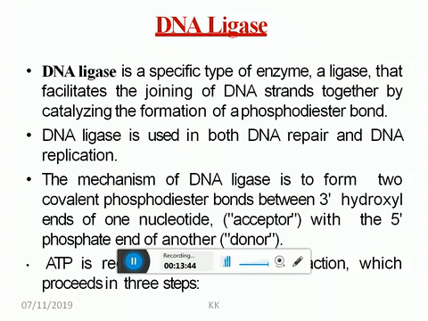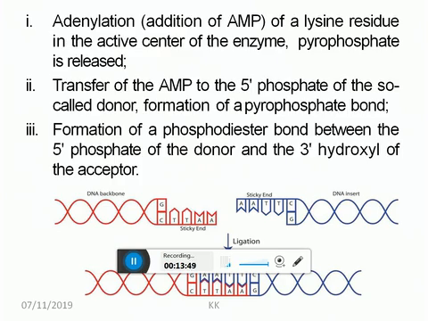ATP is involved in this process, and there are 3 steps involved in DNA ligases. First, adenylation, then transfer, and then formation. Adenylation is the addition of AMP to a lysine residue in the active center of the enzyme, and pyrophosphate is released. Then the AMP is transferred to the 5' phosphate of the donor. Next is the formation of a phosphodiester bond between the 5' phosphate of the donor and the 3' hydroxyl of the acceptor.